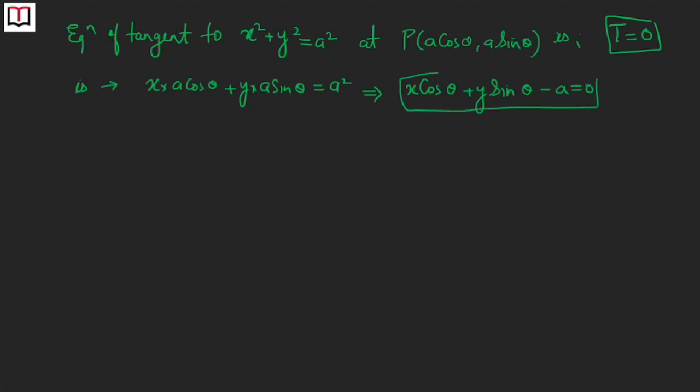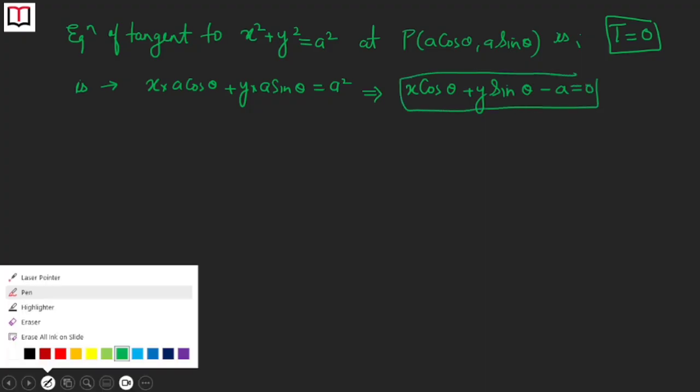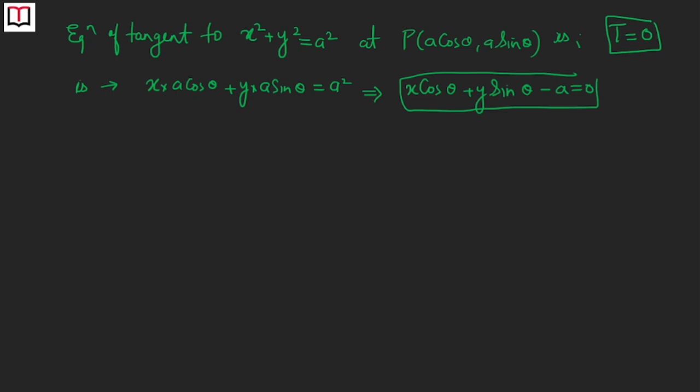Now what is AD? It is the perpendicular distance of a point from the line. So how much is AD? AD is the perpendicular distance from the point A, which is (a, 0). So it is the modulus of, replace x by a cos theta, y by 0, minus a, divided by under root of sin square theta plus cos square theta, which is 1.